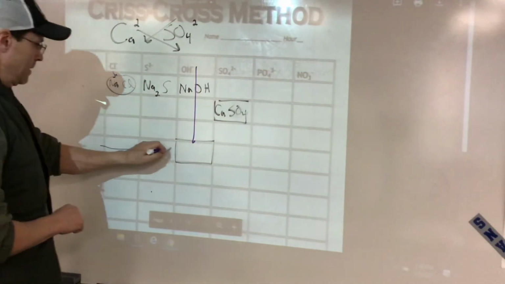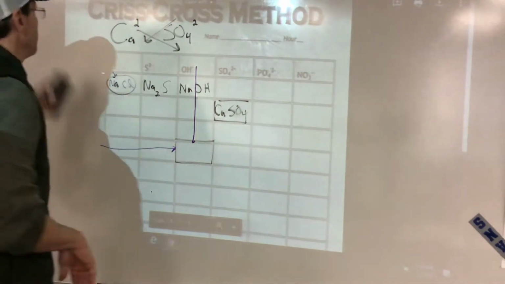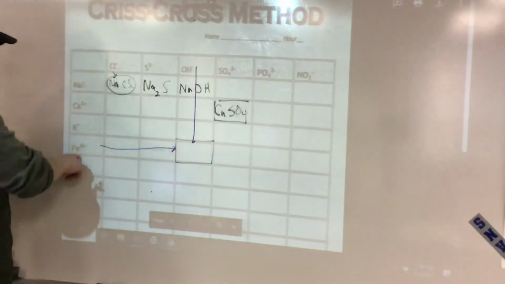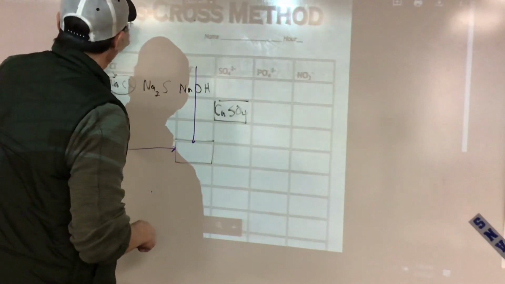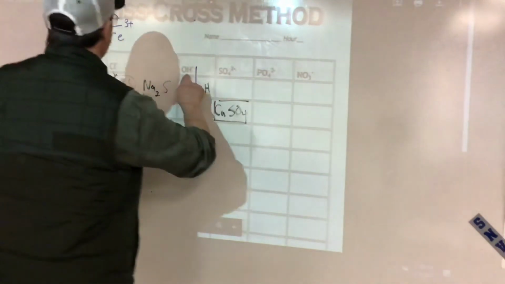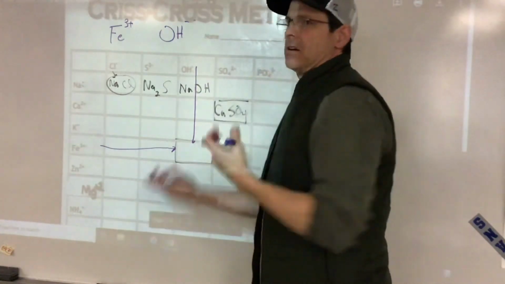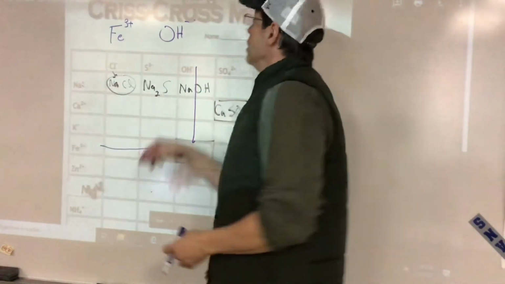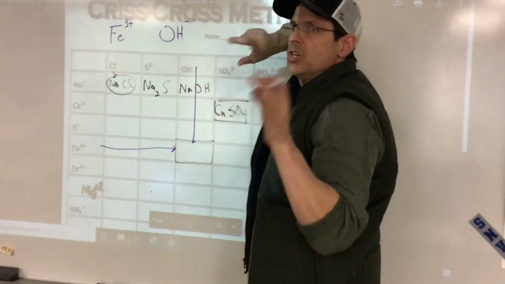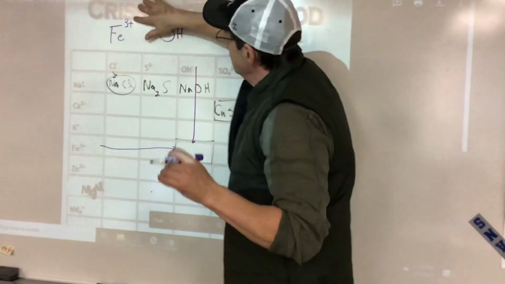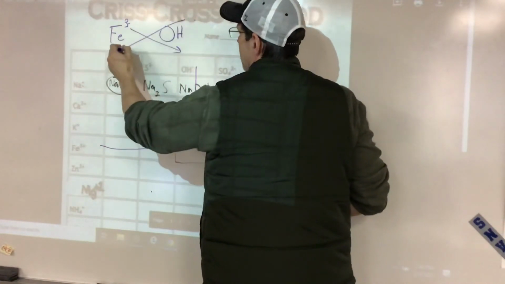Okay? All right? This will be one practice using parentheses with a polyatomic ion. So, if I have Fe 3 plus, and I have OH with a minus. Just like always, drop the charge. Drop it, minus, plus. The 3 will come down here, and the 1 will come down here.